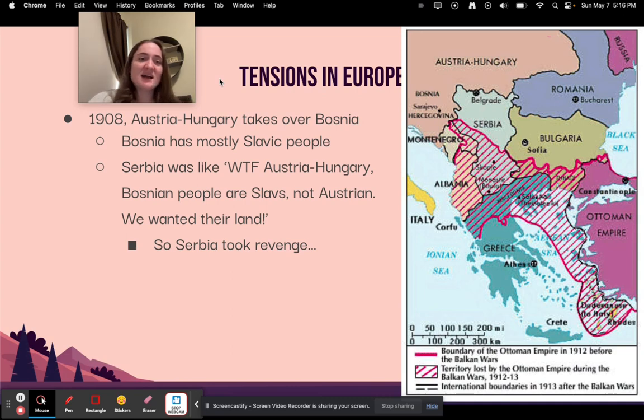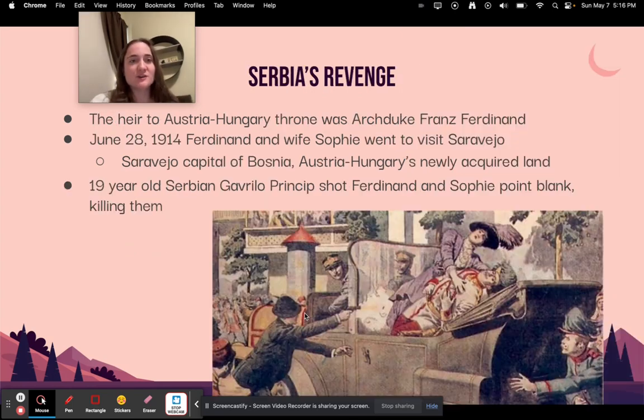So in 1908, Austria-Hungary takes over Bosnia anyway. Bosnia is right up here. I know on the map, it doesn't really show it very well, but it's right here. And Bosnia is mostly Slavic people. And Serbia is like, dude, Austria-Hungary, Slavic people are our people, not your people. Don't take our people. Yeah. So Serbia took revenge on Austria-Hungary for taking their land.